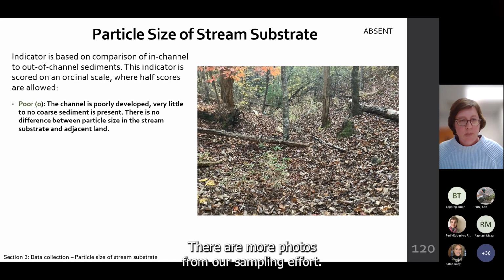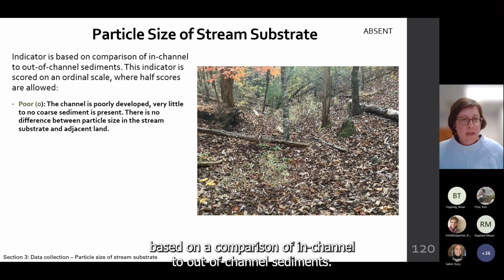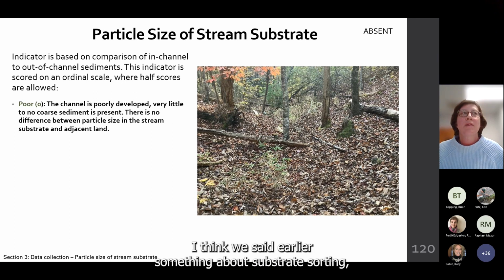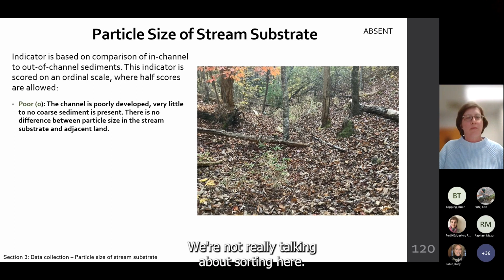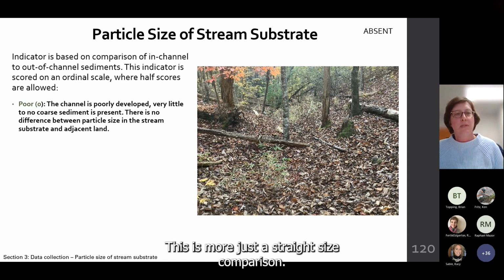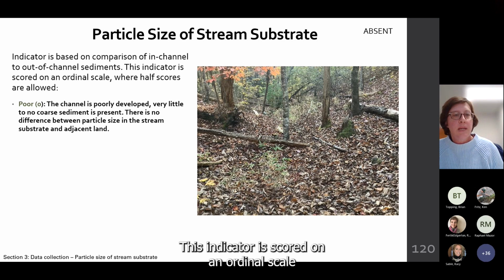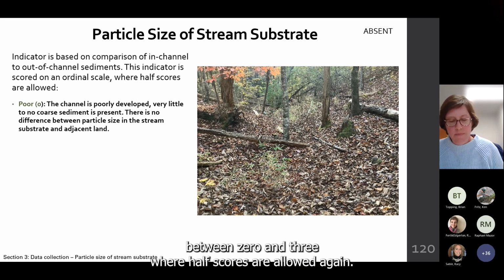So, more photos from our sampling effort. This is, again, based on a comparison of in-channel to out-of-channel sediments. I think we said earlier something about substrate sorting, but that's actually left over from the Great Plains. We're not really talking about sorting here. This is more just a straight size comparison. This indicator is scored on an ordinal scale between 0 and 3, where half scores are allowed, again.